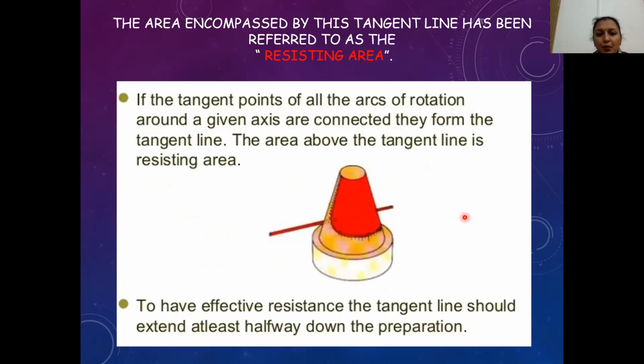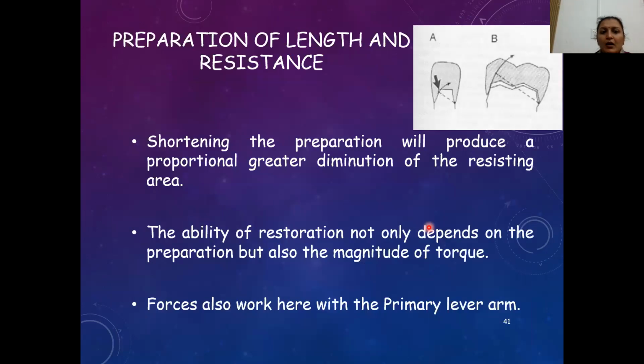Now, if the tangent points of all the arcs of the rotation around a given axis are connected, they form the tangent line. The area above the tangent line is called the resisting area. To have effective resistance, the tangent line should extend at least halfway down the preparation. Now, preparation length and resistance. Shortening the preparation will produce a proportional greater diminution of the resisting area.